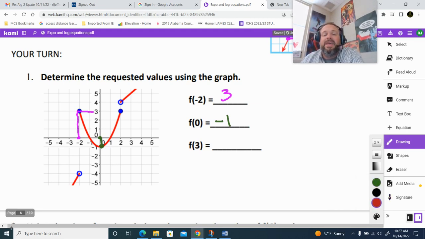All right. F of 3. So we go over 3. It's right here. We go up and it touches here. Okay. And that value is 5.